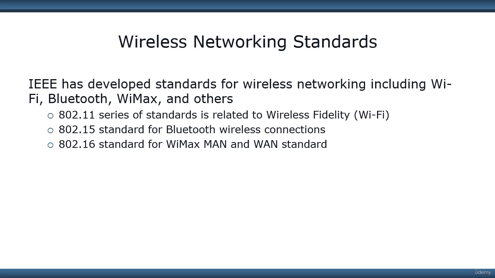So the IEEE has developed standards for wireless networking, including Wi-Fi, Bluetooth, and WiMAX. WiMAX was a metropolitan area network and wide area network standard, 802.16. You actually don't need to worry about that one now. I think it never really picked up, and they've left it off the objectives. But 802.11 is everything related to Wi-Fi. There are going to be different variants: 802.11b, 802.11a, 802.11g, and we'll talk about those, but they're all in the 802.11 family. So that's Wi-Fi. 802.15 is the IEEE standard for Bluetooth.